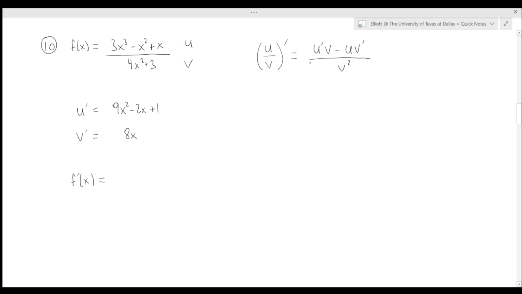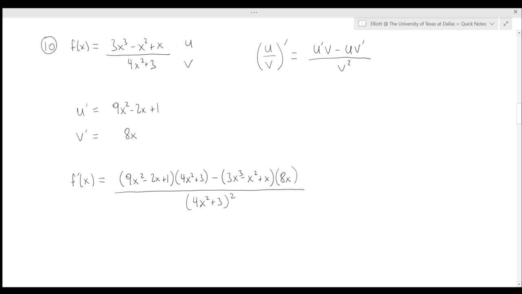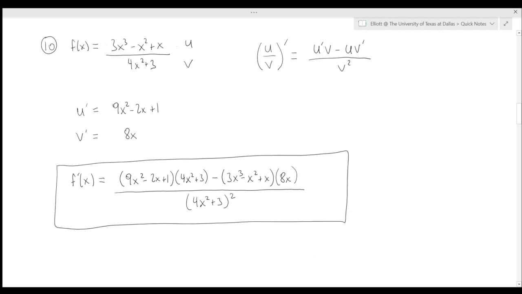So now we can just plug all of that into the quotient rule. f prime of x is going to be u prime times v. So here's u prime, times v, which is our denominator up here. Then we're going to do minus u, which was the numerator, times v prime, so times 8x. And that's all over the denominator squared, so here's v, then all squared. All right, and again, I'll leave my answer in this form. Any questions about that?